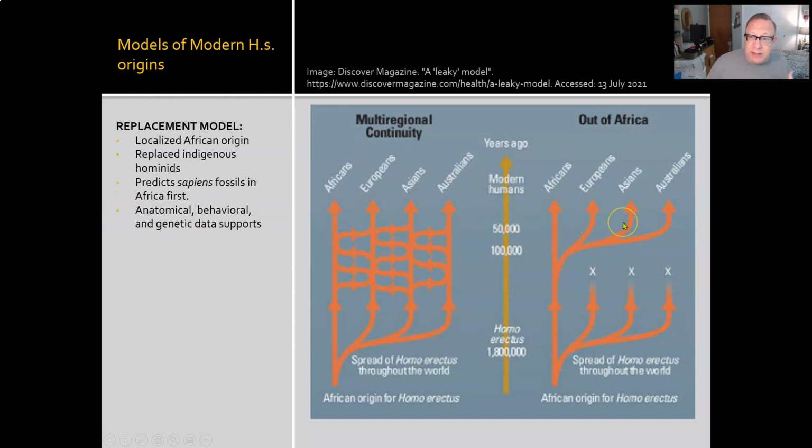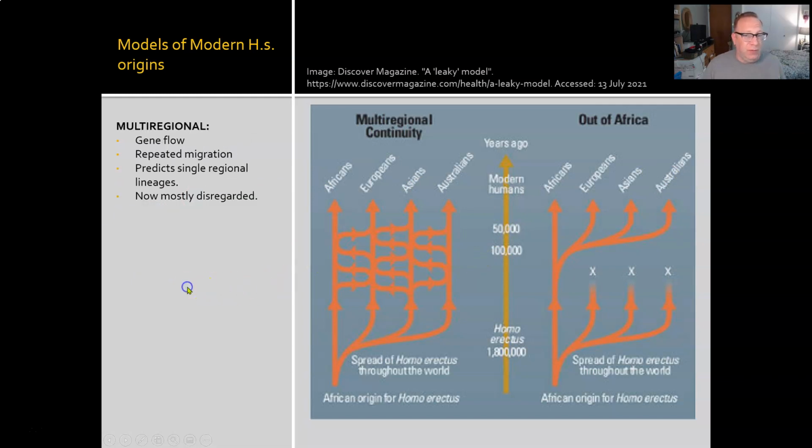A lot of anatomical, behavioral, and genetic data supports this. A lot of the fossil data supports this. But with a catch, as I'll point out in a little bit. Now, the multi-regional model, on the other hand, looks a little more like this sort of lattice work of gene flow going back and forth between the different regions. It would include repeated migrations, not just one big outpouring. Although, to be fair, out of Africa doesn't necessarily say that there was only one. It just doesn't see multiple migrations as necessary.